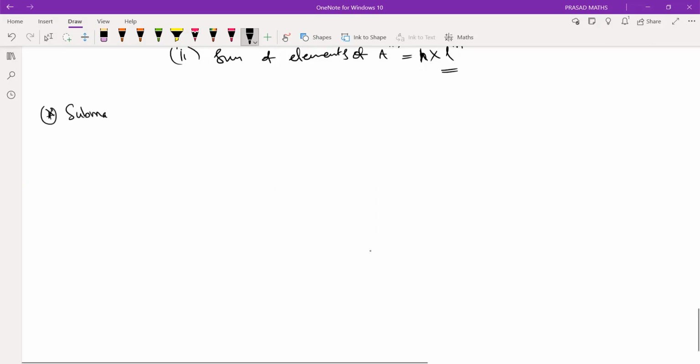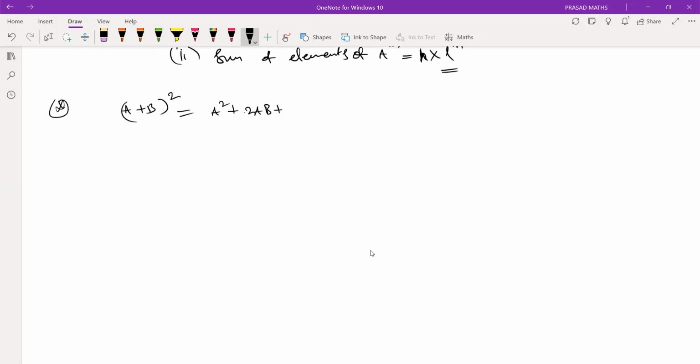Before submatrix, I forgot to tell you something. In general, look at this: is it true that (A plus B) whole square, when A and B are comparable, is equal to A square plus 2AB plus B square? Is it true in general? No, sir. It need not be true. Actually, in general, it's not true.